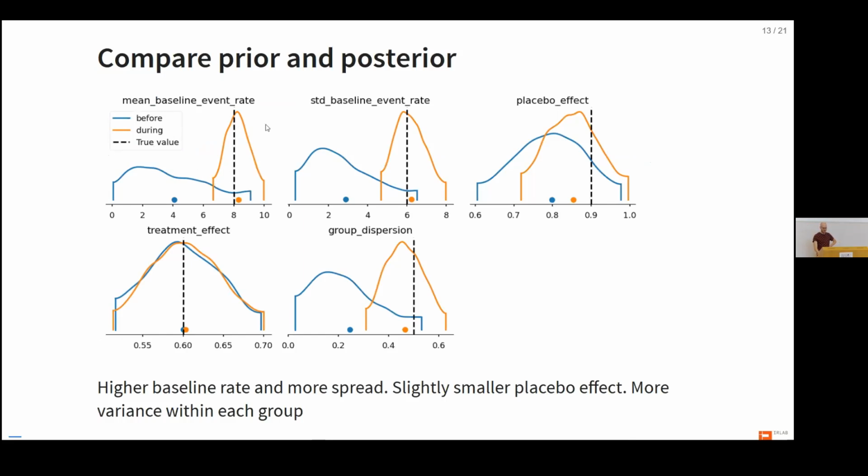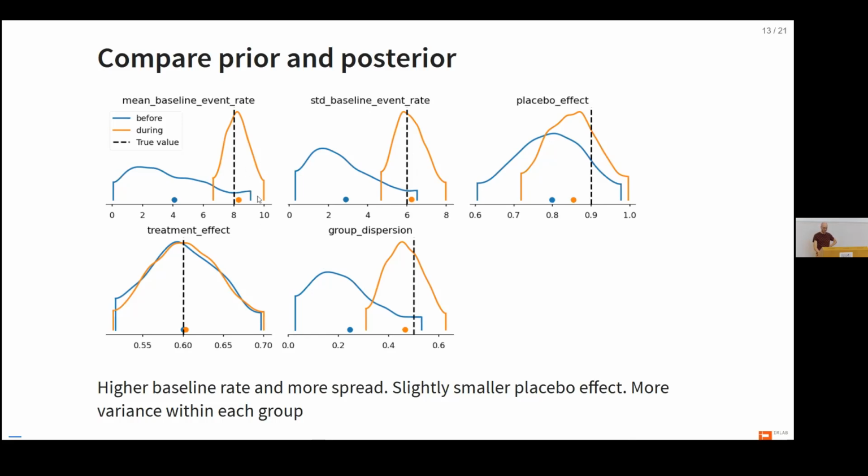What you can see is that for the baseline, which of course doesn't care what group you're in, it's the same for both the treatment and placebo groups. You see that we managed to constrain the values quite well. In fact, we also managed to learn a little bit about the placebo effect and the dispersion, the amount of difference between patients in how it changes when you go into the study. So parts of the prior have been excluded here. We have learned something.